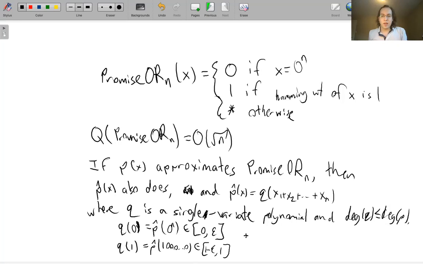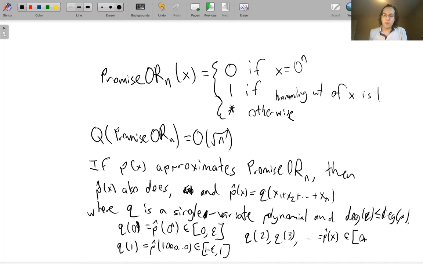But what we know about Q of 2 and Q of 3 and so on, well, those are equal to P hat of some x outside of the promise.